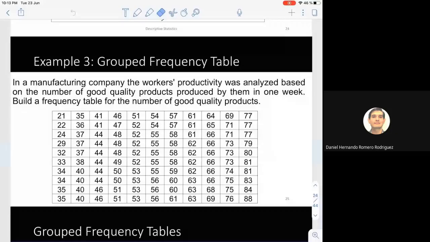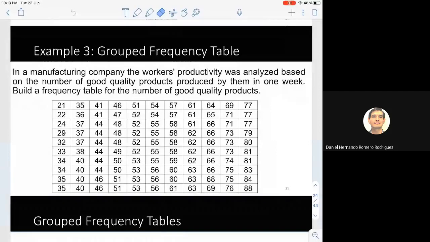Hello everyone. In this video, we're going to talk about grouped frequency tables. In the previous session, we defined first the ungrouped frequency tables. Remember that in the ungrouped frequency tables, in each row of the table, there is only one outcome of the variable, only one value. Now, when we have a discrete variable that has many outcomes, you will use a grouped frequency table. In addition, if we're dealing with a continuous variable, again, we will use a grouped frequency table.